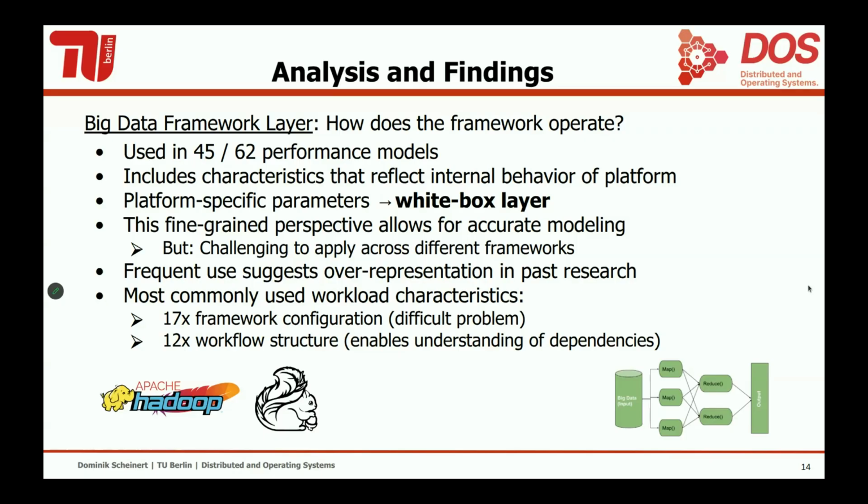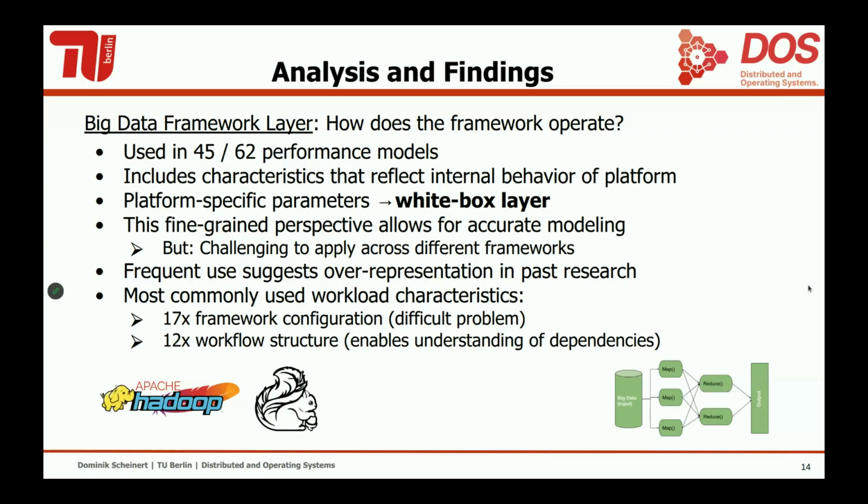And this, on the one hand, allows for a very fine-grained perspective and accurate modeling, because you know how, for instance, particular stages or tasks of your execution graph relate to each other, but it is also very difficult in reusing this for other frameworks. In here, if we look at the research and also in these 45 publications, we see that there's a frequent use in the past of this particular layer. So there has been a tendency to white box approaches.